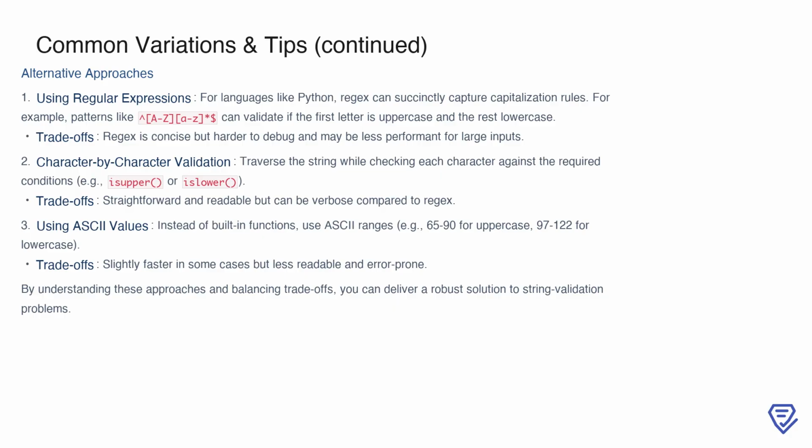Another approach is character-by-character validation, where you traverse the string and use functions like isupper or islower to check each character. This method is straightforward and easy to read but may feel more verbose compared to regex. Finally, you could use ASCII values to manually check character ranges, such as 65 to 90 for uppercase letters. While this can be slightly faster, it's often less readable and more prone to errors. By weighing the trade-offs of these methods, you can choose the approach that best fits the problem's constraints and requirements.